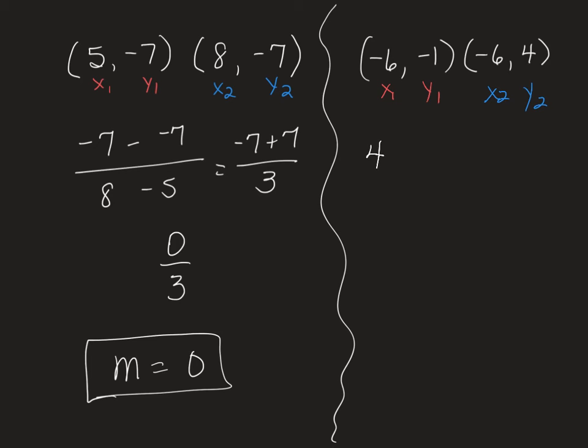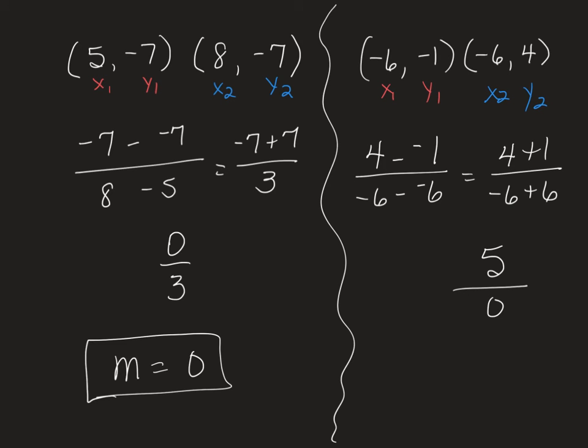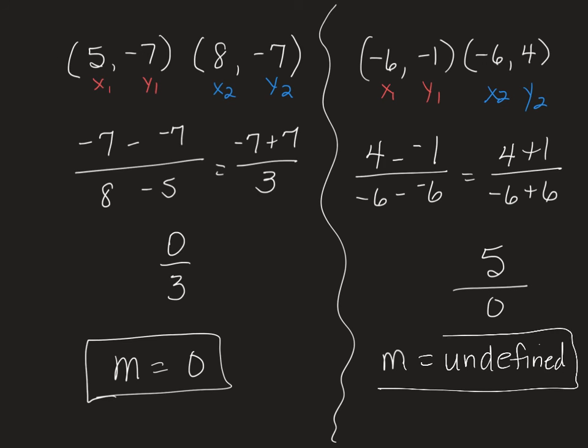This is 4 minus a -1 over -6 minus a -6. This is 4 plus 1 over -6 plus 6. This is going to give me 5 over 0. Okay, so this time, since my 0 is in my denominator, what we're going to say is my slope is undefined. Okay, so when my 0 is on the bottom, my slope is undefined.